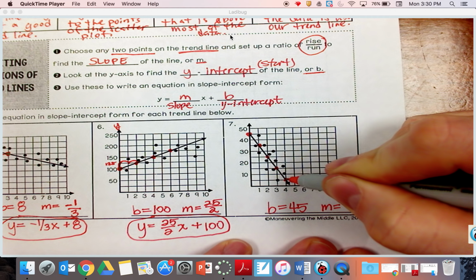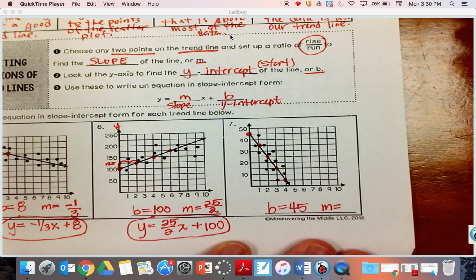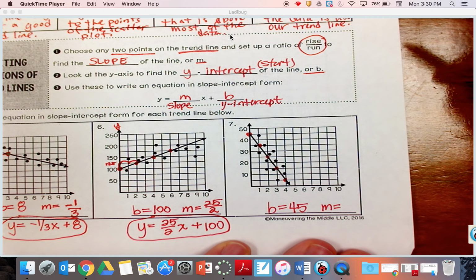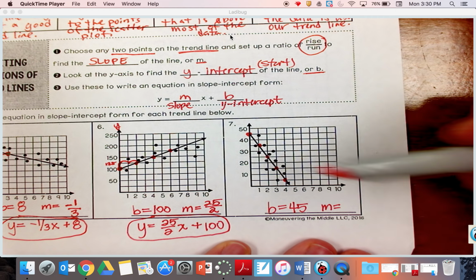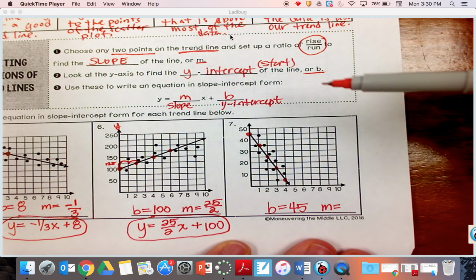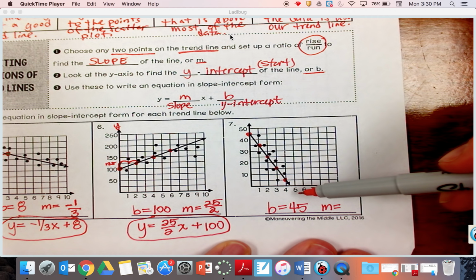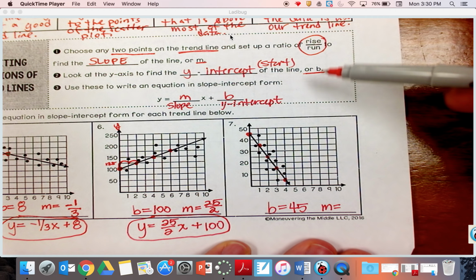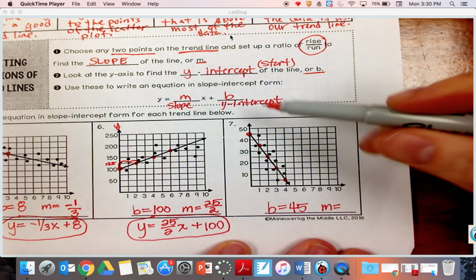You notice those red dots are on the trend line. Those black dots are not, so I can't use those. But I can use the red dots that I know are on the line. Now, since this is a negative line, I know that my rise has to go down. So let's see how much I'd have to go down.